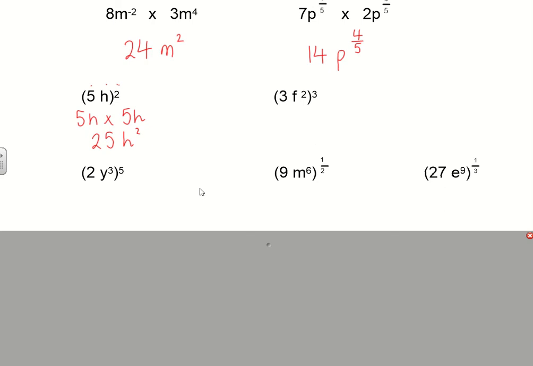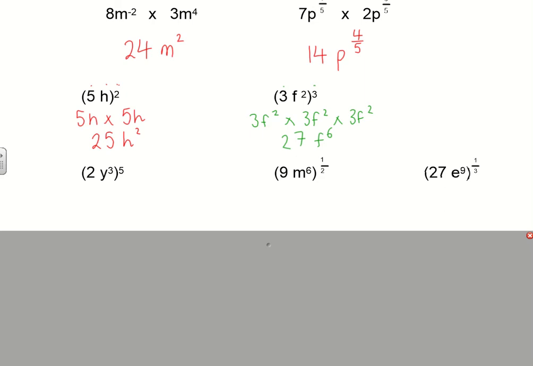If you look at the next one, we've got 3f squared cubed. So that's 3f squared times 3f squared times 3f squared. So we've got 3 times 3 times 3, or 3 cubed, which is 27. So that's the 3 being cubed. And then we've got f squared being cubed. So that's f squared times f squared times f squared. If you add your powers together, you get f to the power of 6, which you'll notice is 2 times 3. So when you've got a power being raised to a power, so f squared being cubed, that's the only time where you multiply powers together.